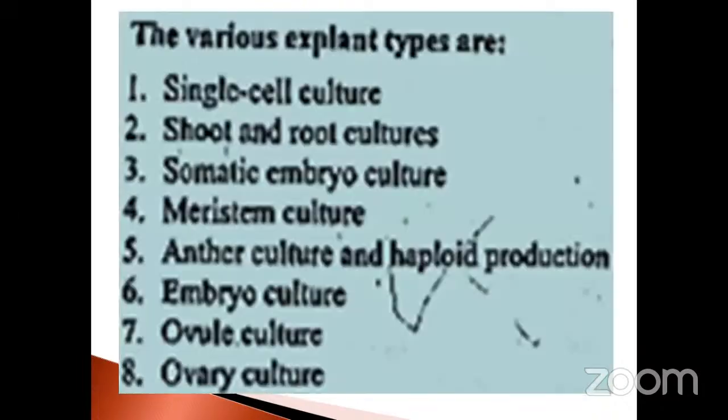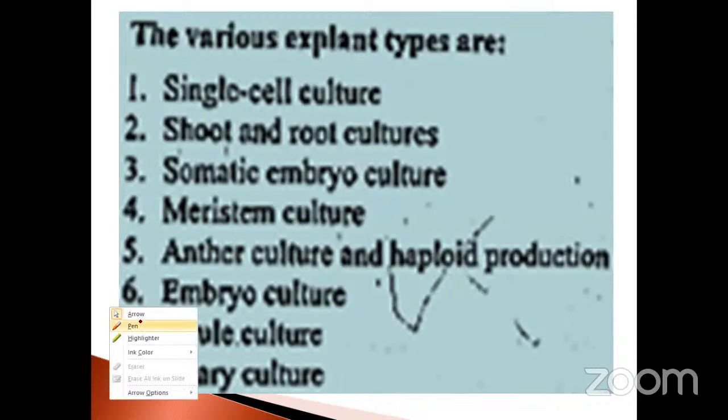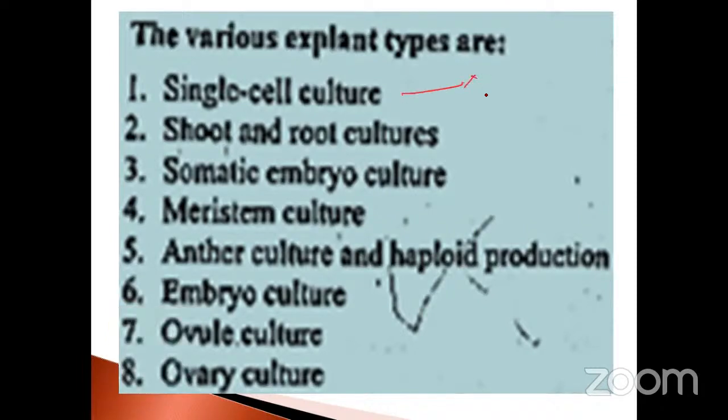So what are the types? Single cell culture means only one cell. Shoot and root, we already discussed this. Somatic embryo: you can take the example of a seed, inside there is an embryo. The embryo can easily grow. This is also the embryo.